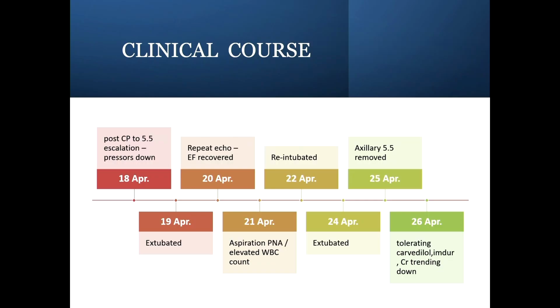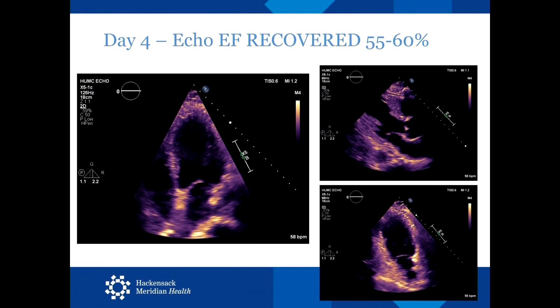On the 20th, he had an echocardiogram, which I will show you on the next slide. On the 21st, he had issues with the lung, developed an aspiration pneumonia, got reintubated, subsequently required 2 more days, and was extubated on the 24th. On the 25th of April, he had the axillary impeller removed. And on the 26th, he was already on Coreg and Imdur. ACE inhibitors were held because his creatinine was still high. So this is a day 4 echo.